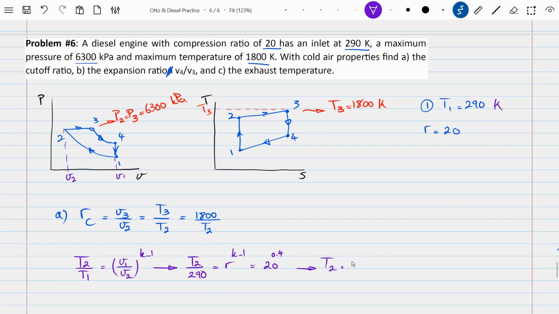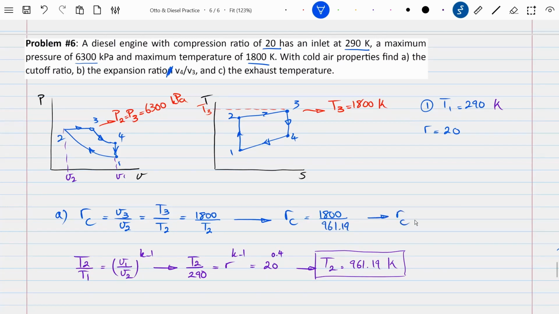T2 is going to be 961.19 Kelvin. Now that we have T2, we can go back to our equation here. Cutoff ratio is 1800 over 961.19. Using a calculator, RC is about 1.87.